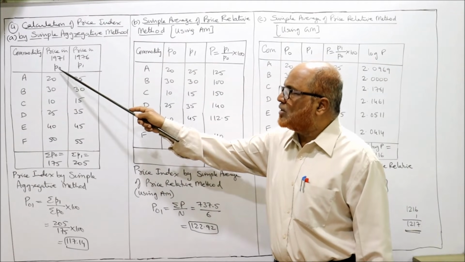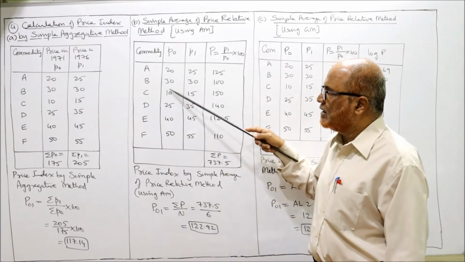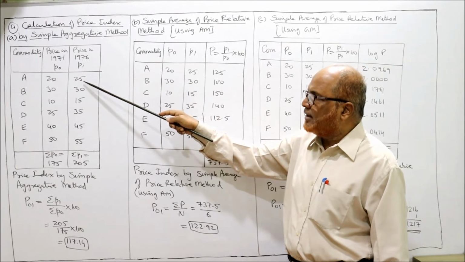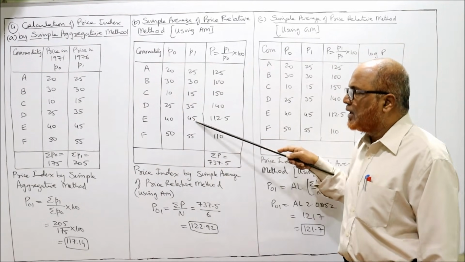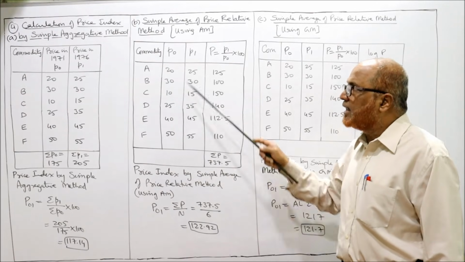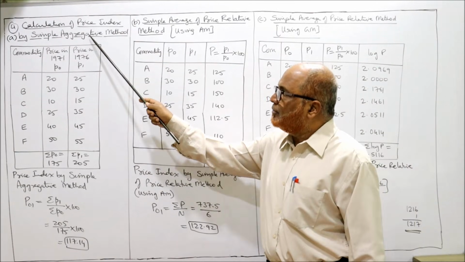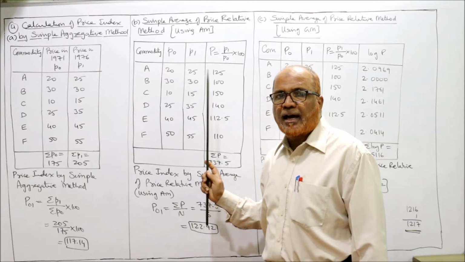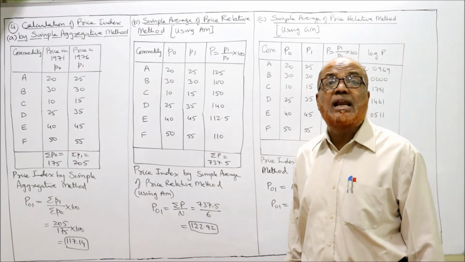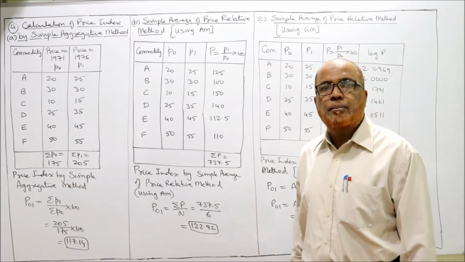P0 stands for the price of the base year. Same prices I have taken. P1 are the prices of the current year. Same thing I have copied down. But I am not taking the total. This is not the aggregative method, where we take totals. This is the price relative method. What is it? Price relative.